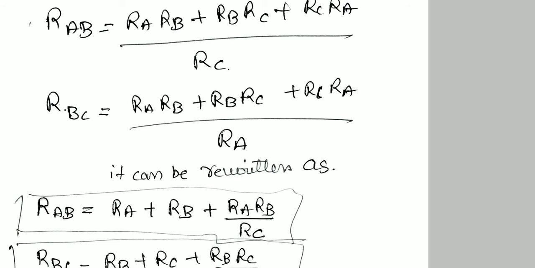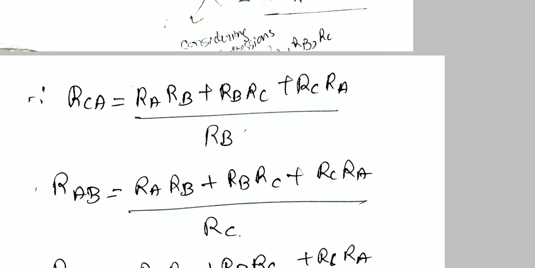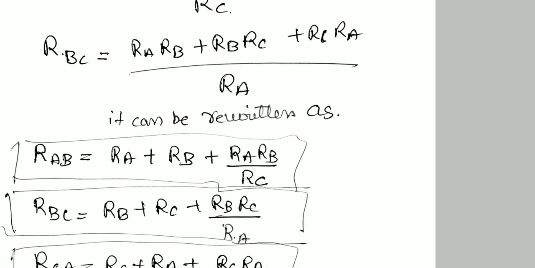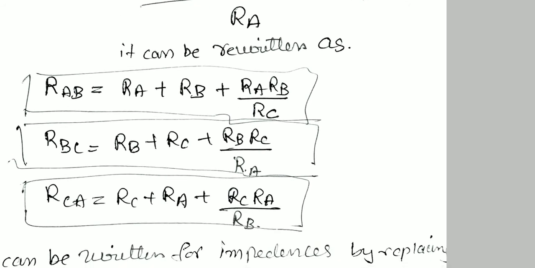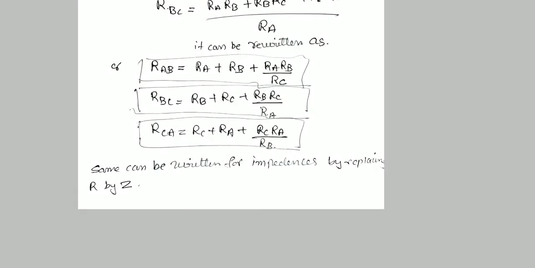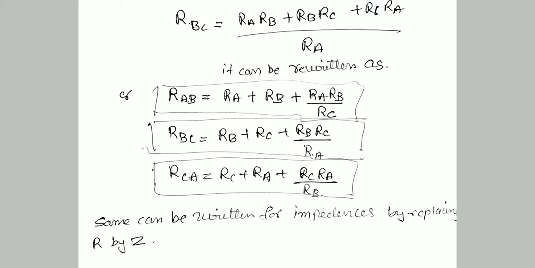After rearranging, you may observe that in the numerator we have RB terms. After removing the RB terms, RAB can be written as RA plus RB plus RA into RB divided by RC. RBC can be written as RB plus RC plus RB into RC divided by RA, and RCA can be written as RC plus RA plus RC into RA divided by RB. The same can be written in terms of impedances. What we have written is in terms of resistances; it can be written in terms of impedances by replacing R by Z.